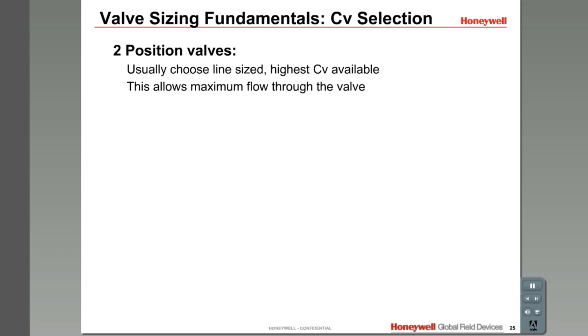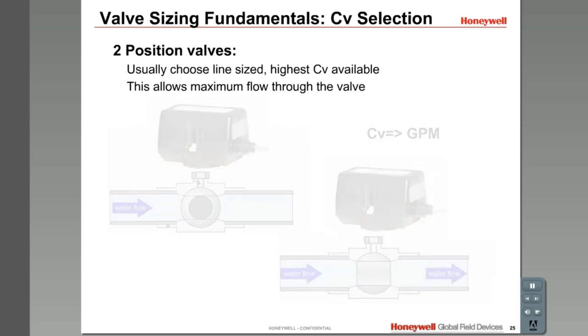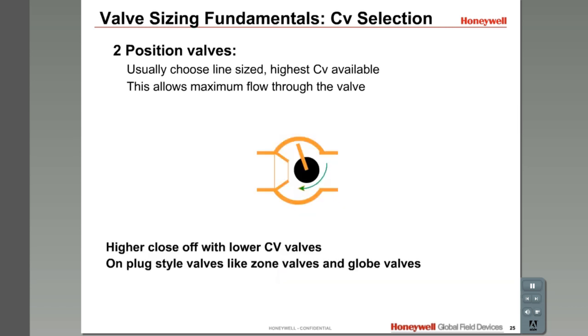Often with a two-position on-off valve, it is desirable to have as much flow as possible. In this case, the valve with the highest CV should be selected. Additionally, as CV is the GPM going through a valve at 1 psi drop, you may select a valve with a CV equal to or greater than the GPM required. In plug zone valves and globe valves, the close-off pressure is higher in zone valves with lower CV. So where high close-off pressure is needed, a lower CV value may be needed.